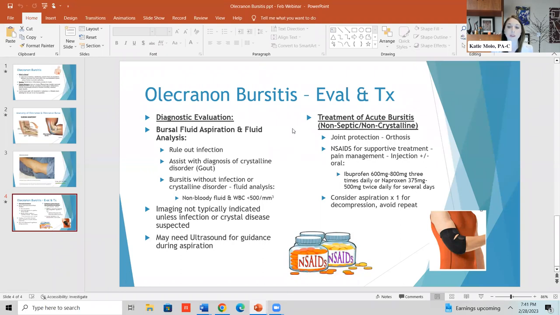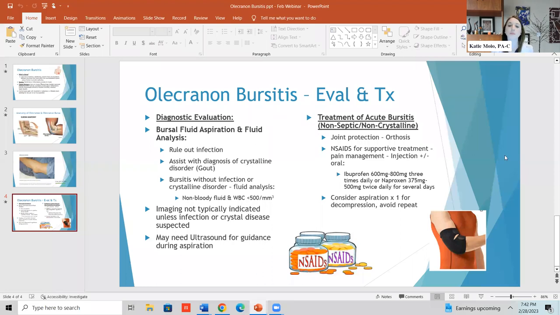So how do we treat this? Treating bursitis by itself without cellulitis, you want to do joint protection. So an orthosis, kind of like the one I showed you here, you can actually buy these on Amazon or other retailers, get them in pharmacies, and that stabilizes the joint and helps it to not move so much, which is good because a lot of times this is caused by overuse.